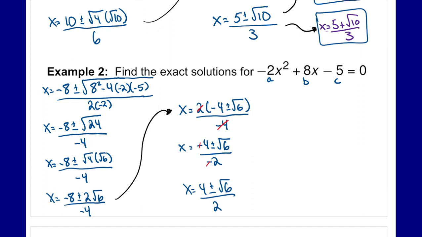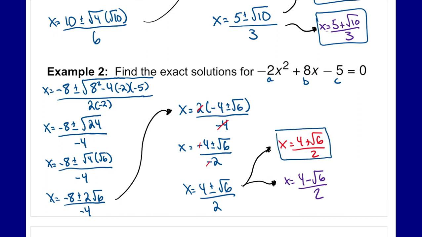And then now I'm going to have my two solutions. X is equal to 4 plus root 6 divided by 2, and x is equal to 4 minus root 6 divided by 2. Again, order doesn't really matter in this case. I know in the last one I put the negative on top. Doesn't really matter. We have our two solutions.